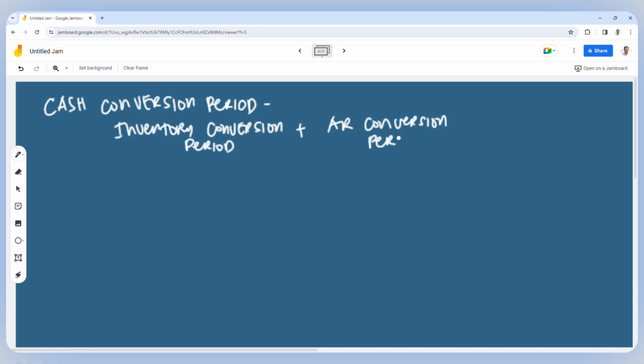Okay? Pero, class, may bago na. You will minus your accounts payable deferral. Okay. Yan, class, ang other formula. Inventory conversion period, you will add the AR conversion period, and you will minus your AP deferral. Okay. We do it one by one.